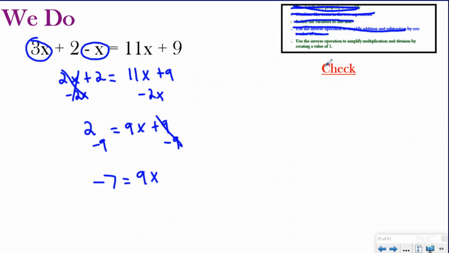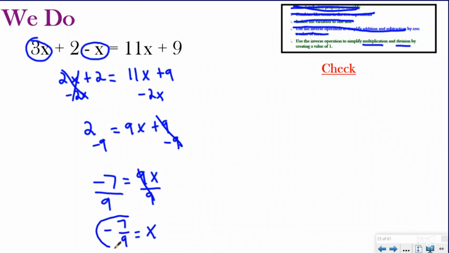Now I need to continue to unravel this mystery by simplifying using my inverse operations of multiplication and division. Here I have 9 times x, so if I divide that by 9, that's going to make a 1. Whatever I do to one side, I have to do to the other to keep it balanced. And I think that my x is going to be negative 7/9.